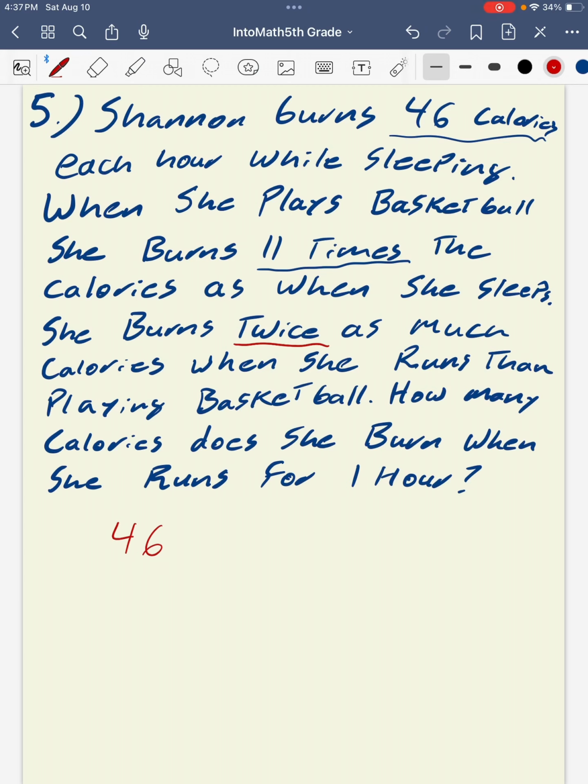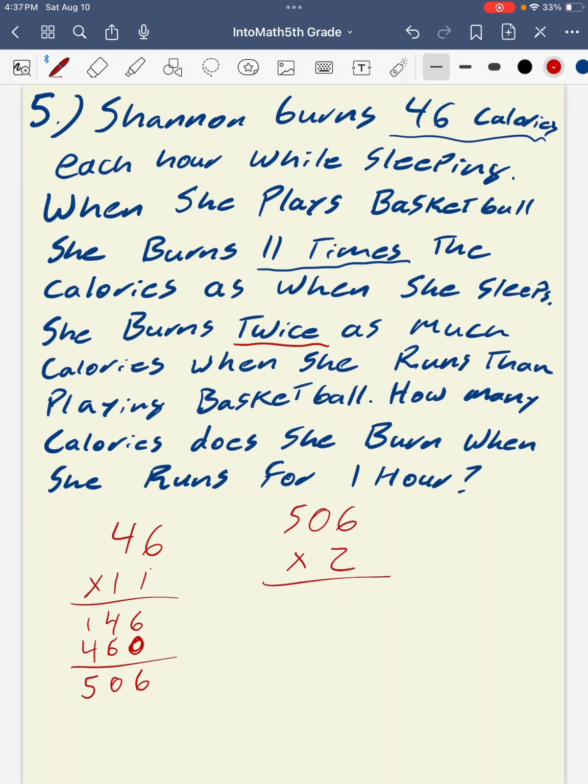So we start with the 46 calories that she burns while she's sleeping. We're multiplying this by 11 because she burns 11 times more playing basketball. 46 times 11, we have 46. Put a placeholder 0 in the tens. And then we have another 46. Add this together. 6 plus 0 is 6. 4 plus 6 is 10. 1 plus 4 is 5. She burns 506 calories playing basketball.